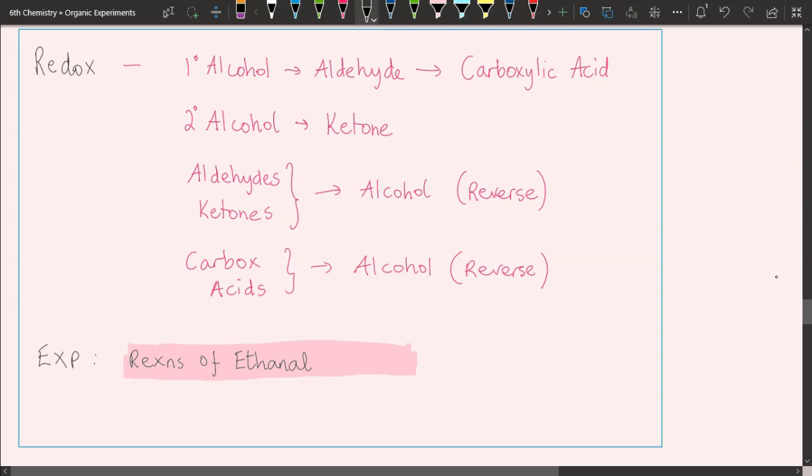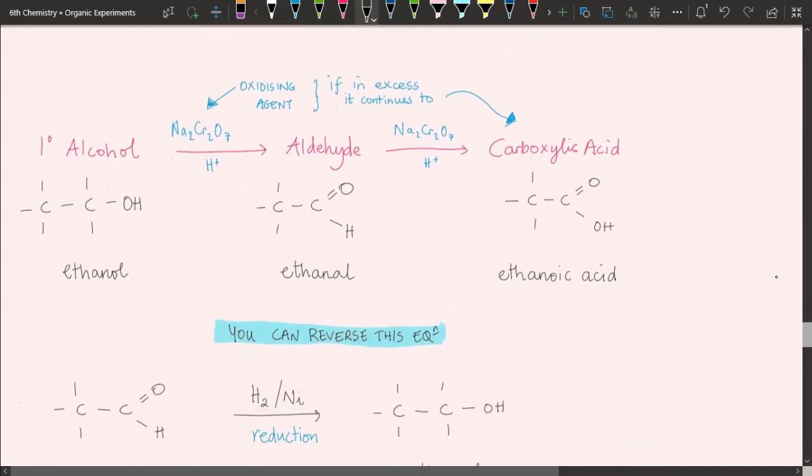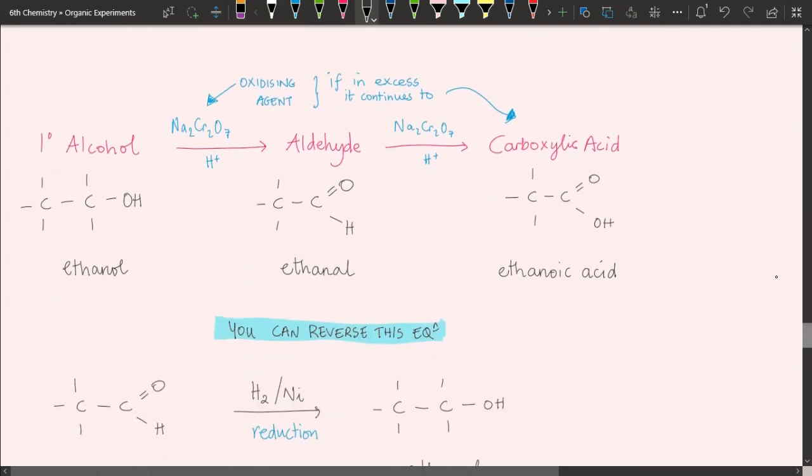The experiment you need to be looking at here is the reactions of ethanol. So let's start with the first one. It does look like there's an awful lot here, but just take your time and look at it. First of all, we've got our primary alcohol, which is ethanol. A primary alcohol, as we know, is where the carbon bonded to the OH group, this carbon here, is bonded to only one other carbon. So ethanol is a primary alcohol.